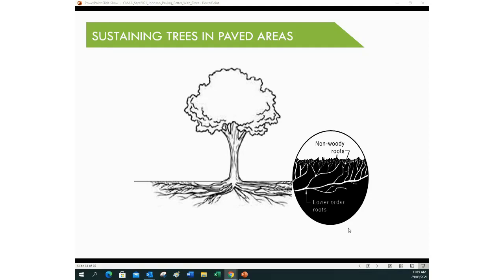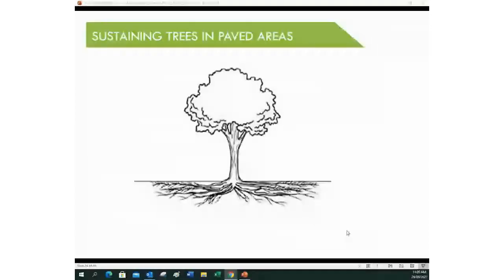So most tree roots grow up and they're incredibly fine. All the absorbing roots of trees are about as thick as your hair. Anything thicker is a pipe that transports the nutrients to the rest of the tree. So fine roots are the absorbing roots.